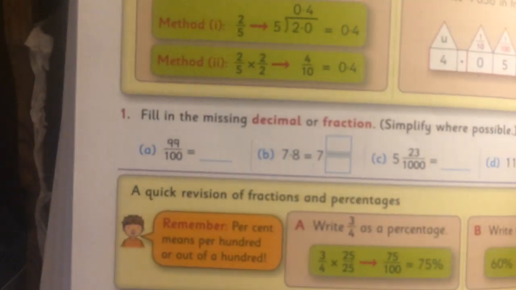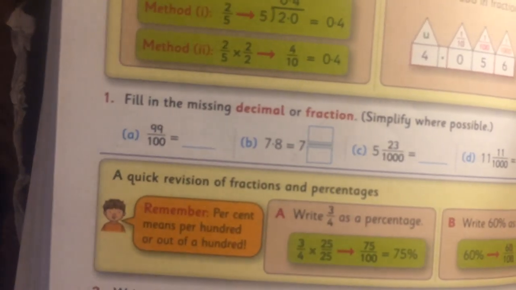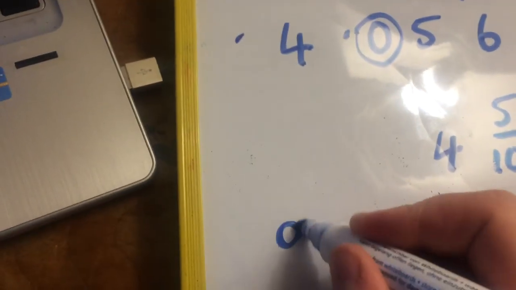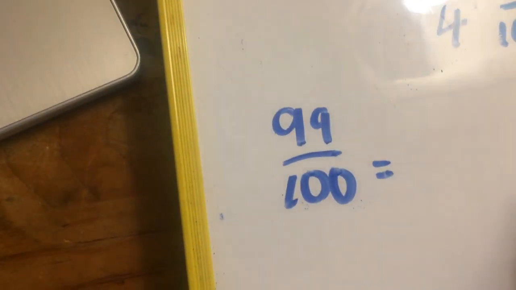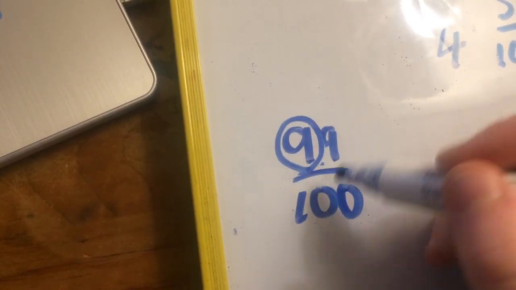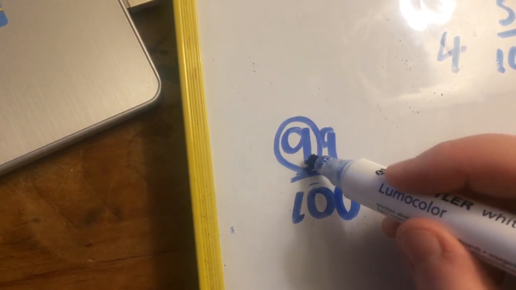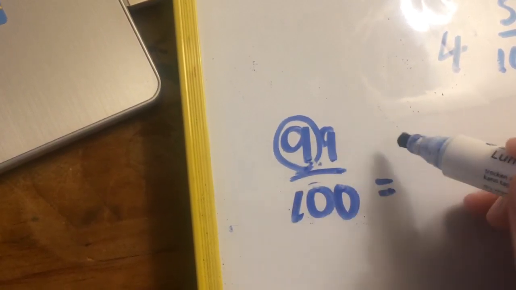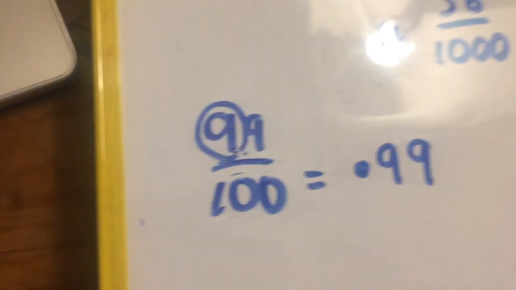So here, I'll just talk you through the first one. So it says, fill in the missing decimal or fraction, simplify where possible. So we have 99 over 100. So what is that in decimal? So how many tenths are there? In 99 over 100 there is 90. There's 9 tenths. So you would put 0.9 like that. That's how you do that one.